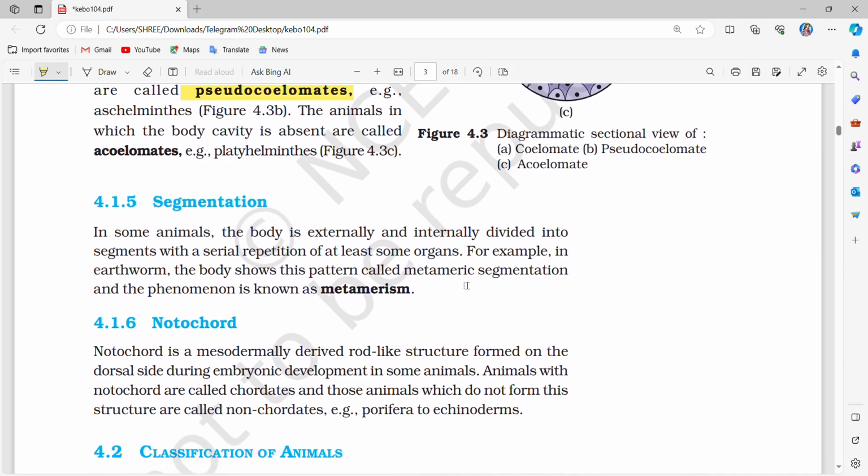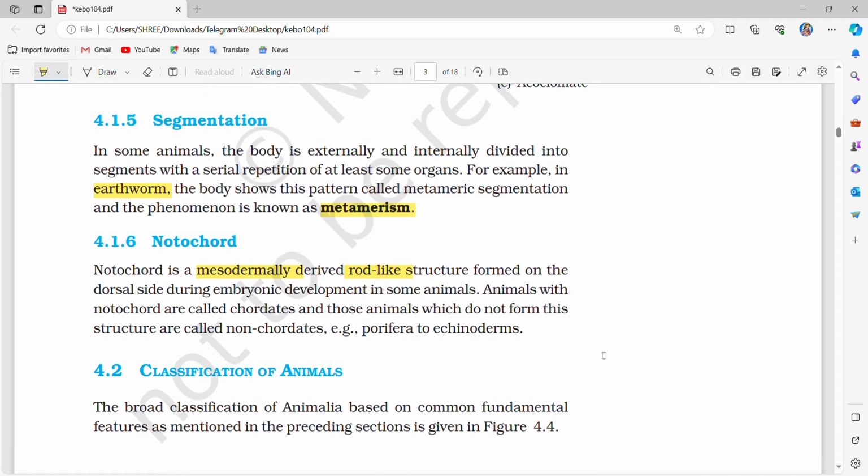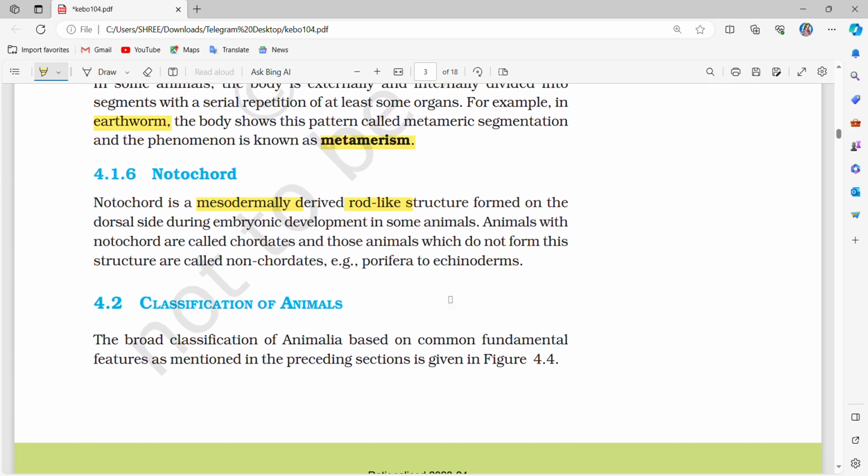4.1.5 Segmentation. In some animals, the body is externally and internally divided into segments with a serial repetition of at least some organs. For example, in earthworm, the body shows this pattern called metameric segmentation, and the phenomenon is known as metamerism. 4.1.6 Notochord. Notochord is a mesodermally derived rod-like structure formed on the dorsal side during embryonic development in some animals. Animals with notochord are called chordates, and those animals which do not form this structure are called non-chordates, for example, Porifera to echinoderms.